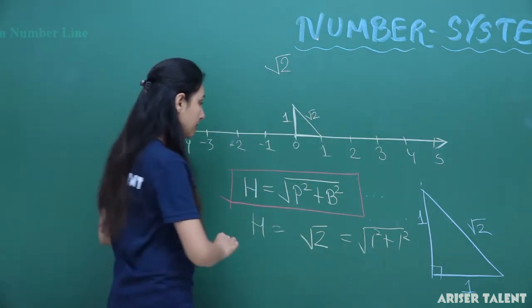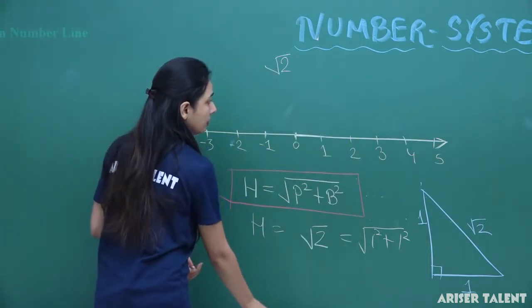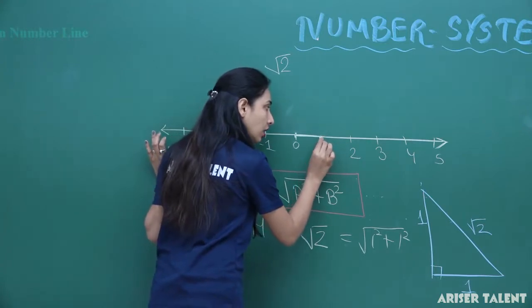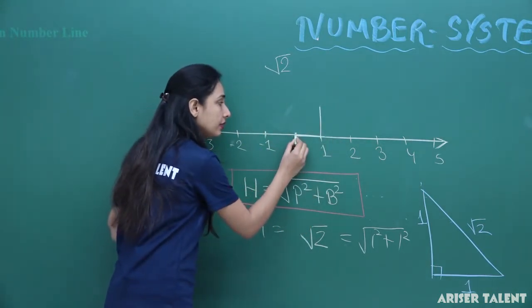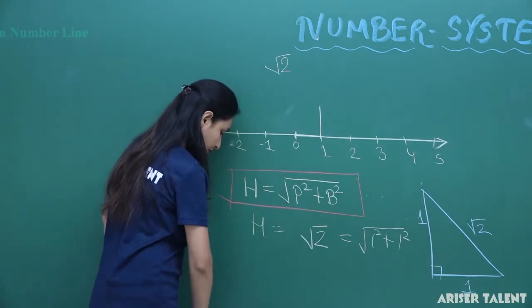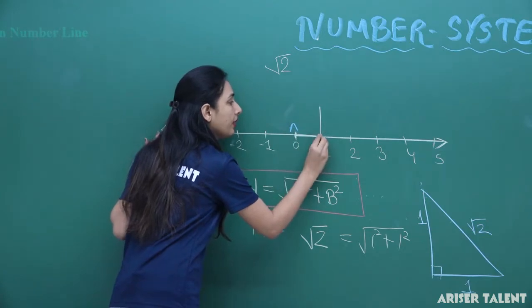Or else you can say, if I draw, let us have some points. This is a point, let us say A, and this is a point, let us say B.